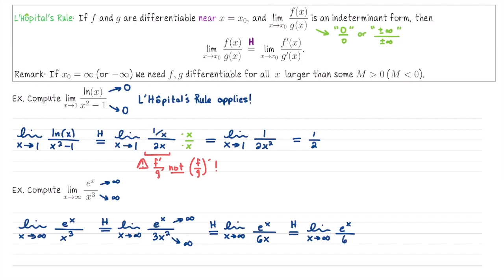At this point, we stop taking L'Hopital's rule because it does not apply. You cannot use L'Hopital's rule to evaluate a limit which is not an indeterminate form. So now we look at this and we say, as x goes to infinity, the numerator goes to infinity and the denominator is just 6. So this is going to be positive infinity.